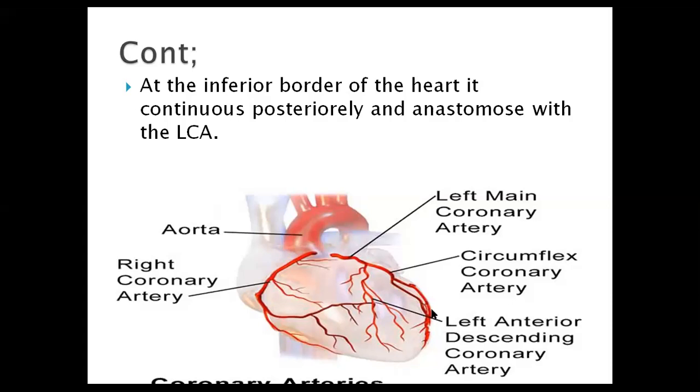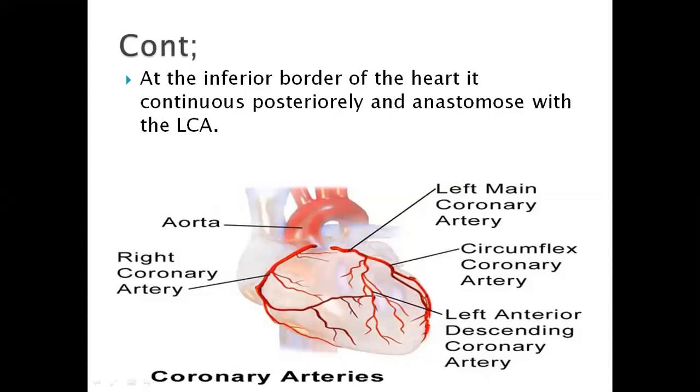In the diagram, the circumflex coronary artery and the left anterior descending artery are branches of the left coronary artery. Anastomosis is the connection between two vessels. Clear?